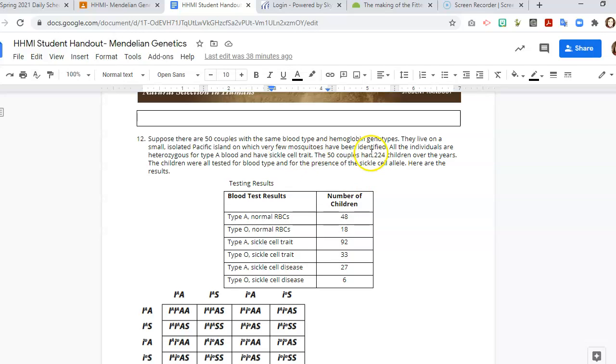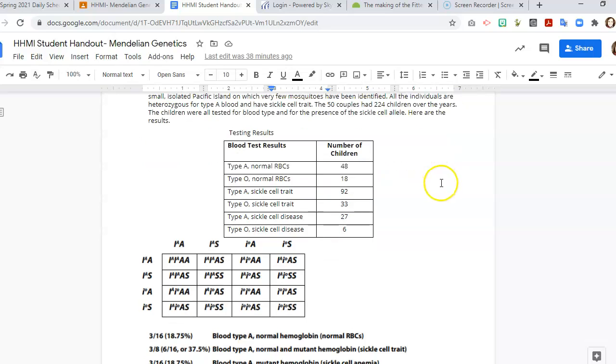The 50 couples had 224 children over the years. The children were all tested for blood type and for the presence of the sickle cell allele. Here are the results. So we have type A, normal red blood cells, there was 48. Type O, so you can see the chart here. I'm not going to read that to you.